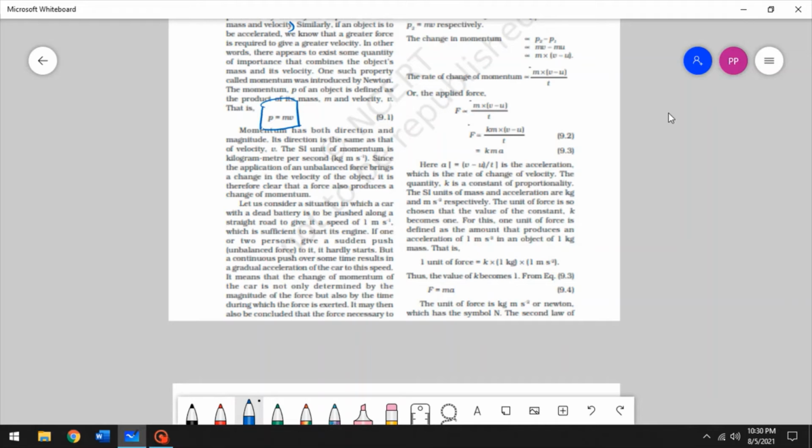Since the application of an unbalanced force brings a change in the velocity of the object, it is clear that a force also produces a change of momentum, because momentum is the product of its mass and its velocity. So indirectly, an external unbalanced force causes a change in the momentum.